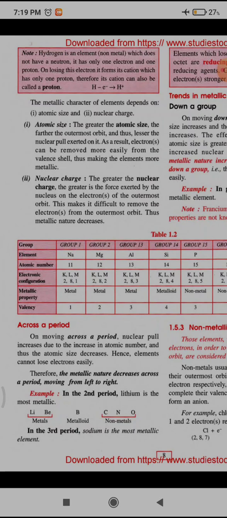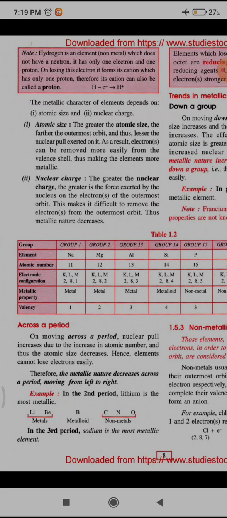That's what happens in the case of every element. As the atomic size is more and the electrons are far from the nucleus, they easily lose the electron, and that's why they are metals and they show the metallic character. That's what is written. You can read it on your own.